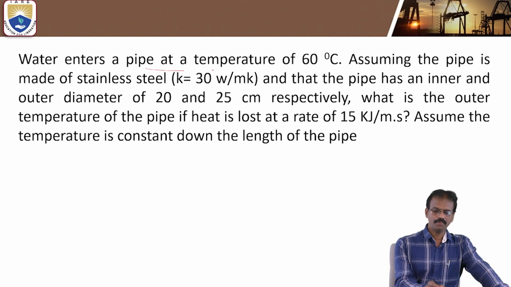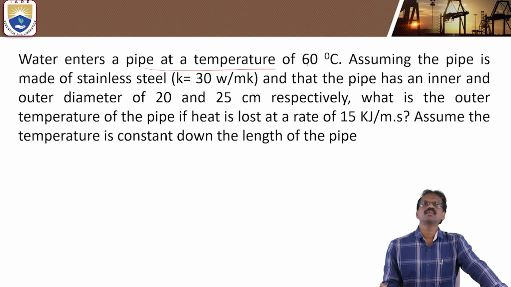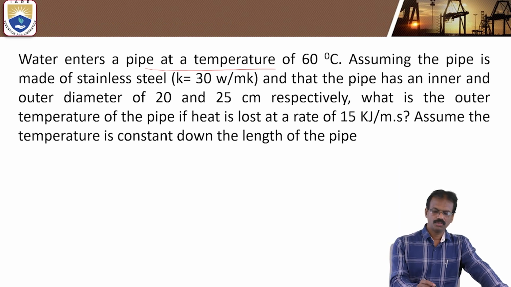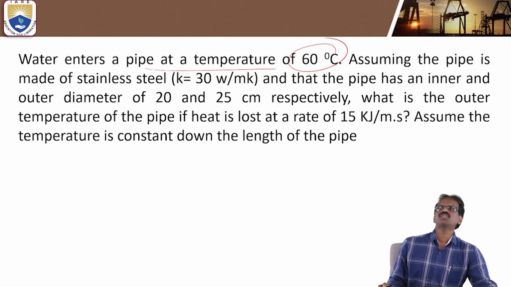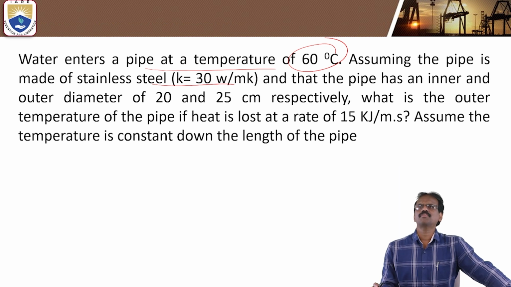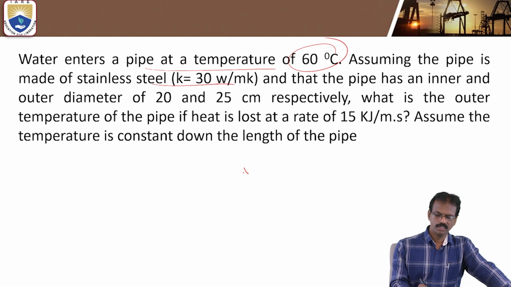Okay, let's see one more numerical. Water enters a pipe at a temperature of 60 degrees Celsius. Assuming the pipe is made of stainless steel, the thermal conductivity of the pipe is also given: K is equal to 30 watts per meter Kelvin. The pipe has an inner and outer diameter. Inner diameter D_i is equal to 20 centimeters, and D naught is equal to 25 centimeters, also given.